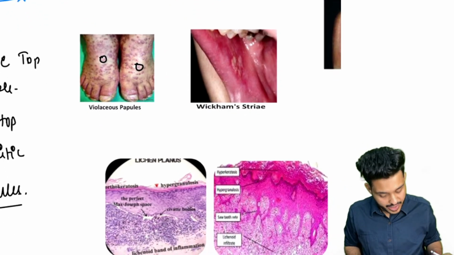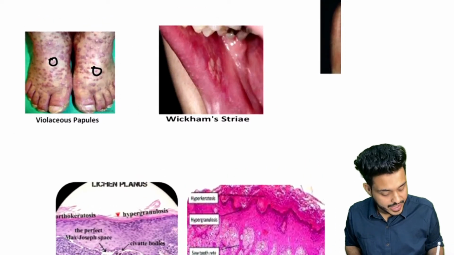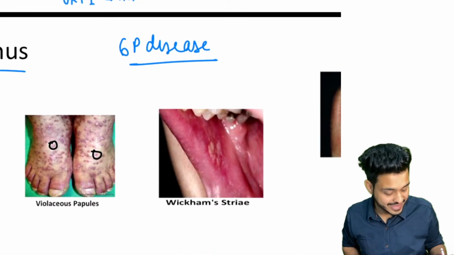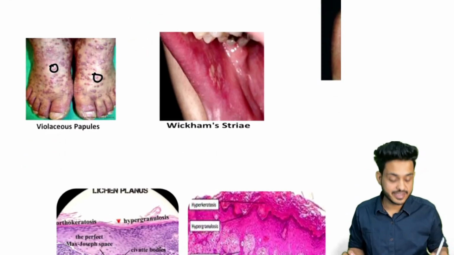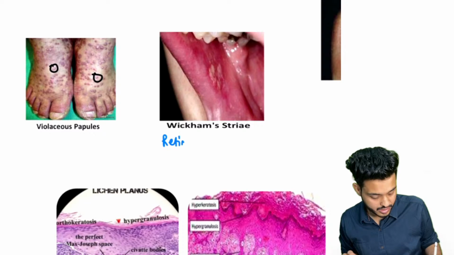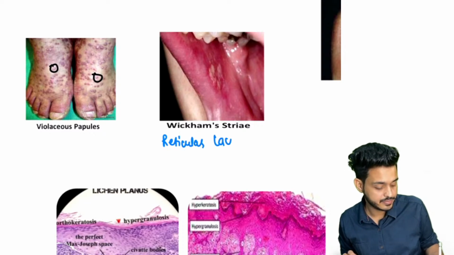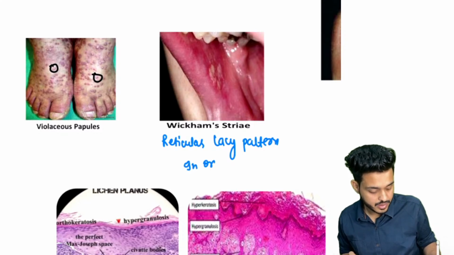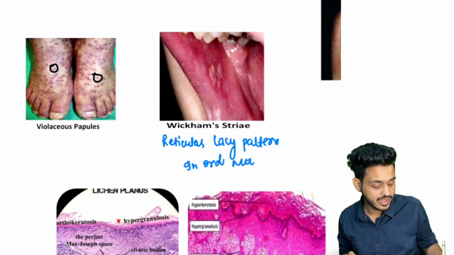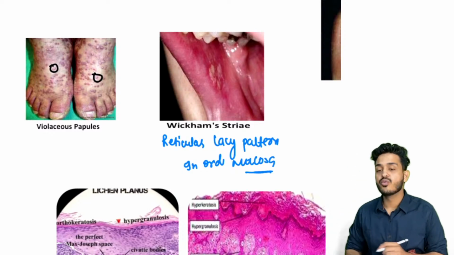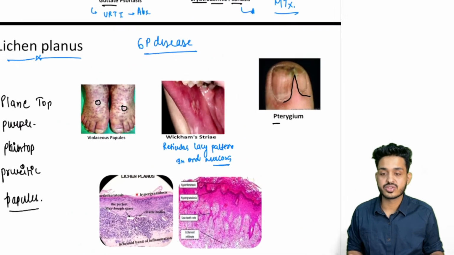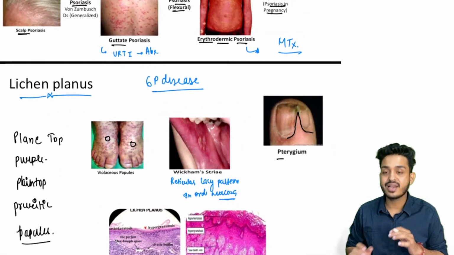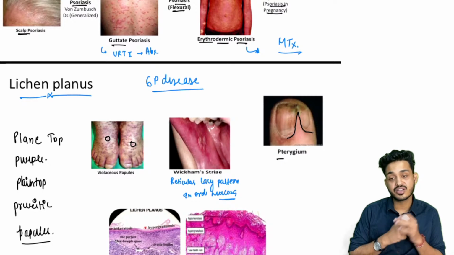Okay, what else we can see? We can see Wickham stria. We can see a reticular lacy pattern in the oral mucosa. मुंह के अंदर ऐसा lesion दिखा है, that is known as Wickham stria. इसके ऊपर भी question है, multiple times asked. Okay, so these are the important pointers about the lichen planus. These are the important things that you should be remembering.